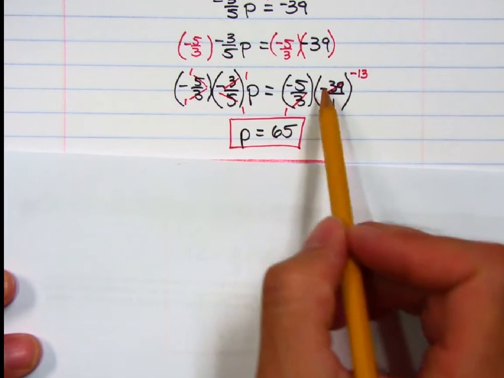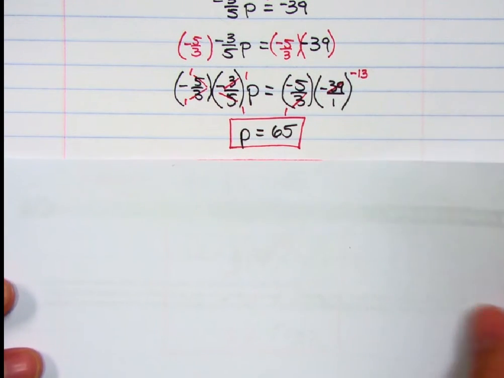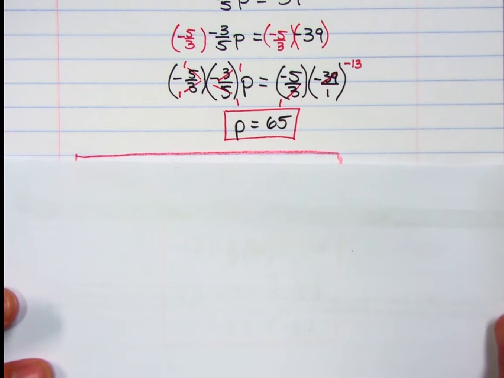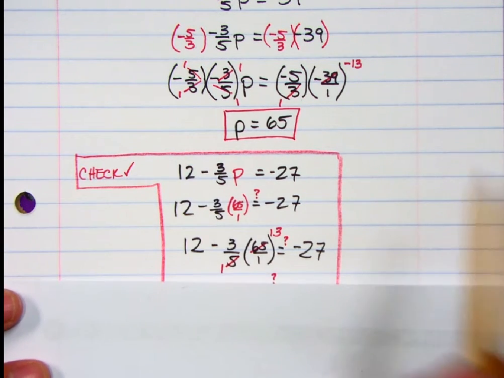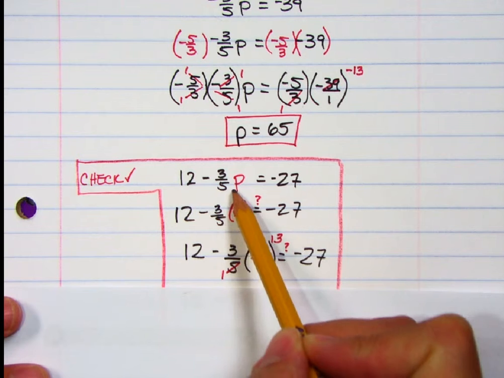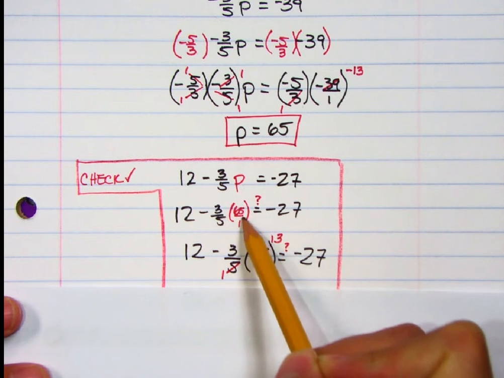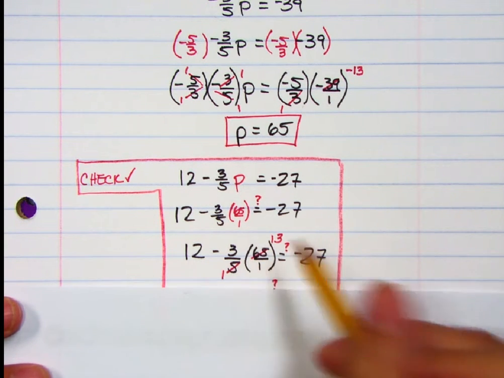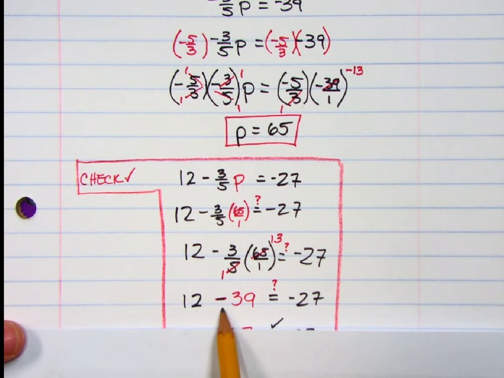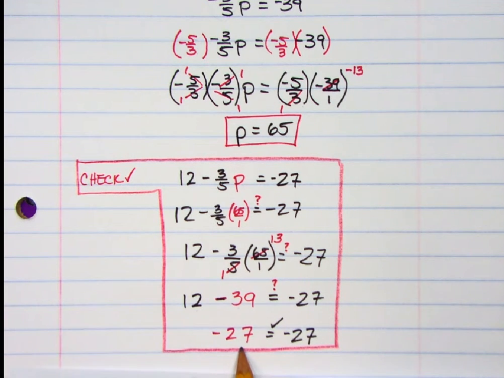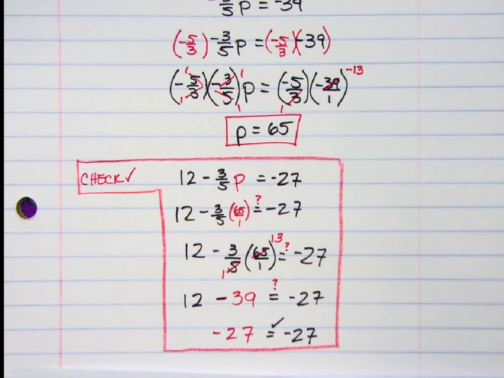Okay, if you need extra help with this stuff, come see me and I'll help you with that, but I won't spend time in the video doing that now. And then I check my work. I go, okay, look, plug it back into the original problem, and I say, hey, I think the answer is 65. I plug it in. I do some simplifying. I find out that 12 minus 39 equals negative 27, so that works out great.